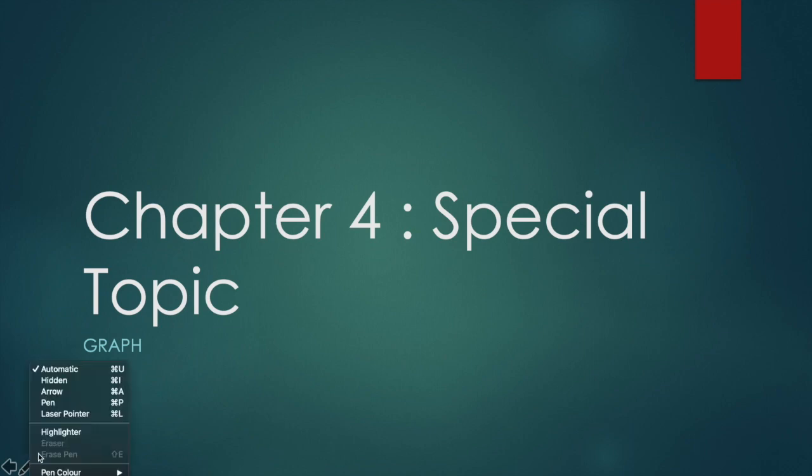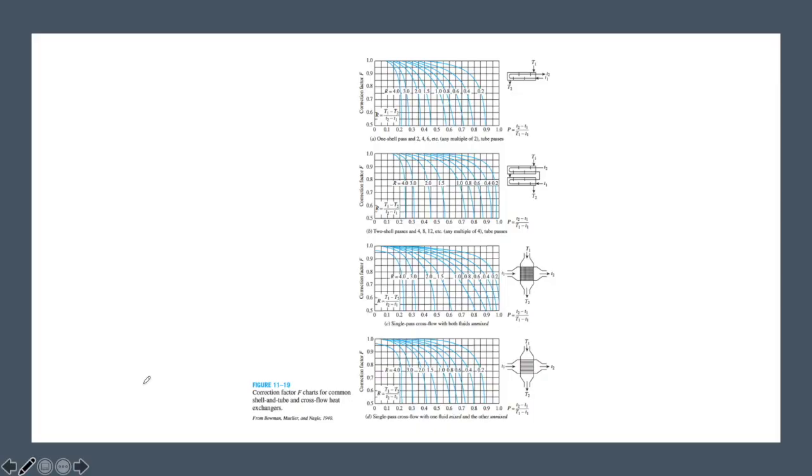In this video, I will explain how to refer to the graph, chart, or table for a heat exchanger. So now we have two different methods in heat exchanger analysis. First is LMTD, and second is the effectiveness and Q method. Both of these methods have their own graphs or tables. So this is the table for the LMTD method.